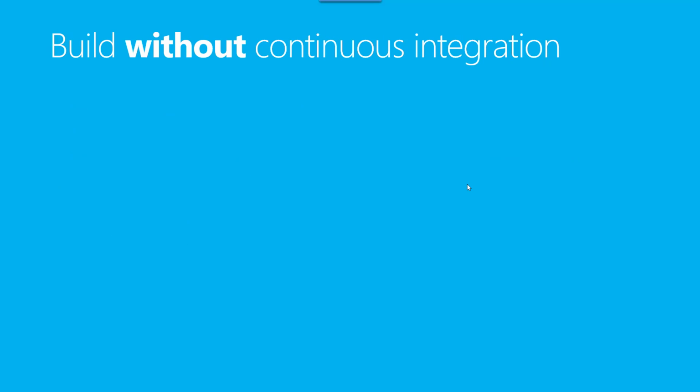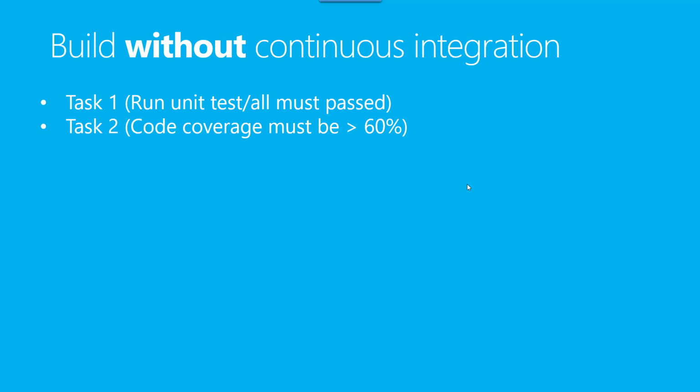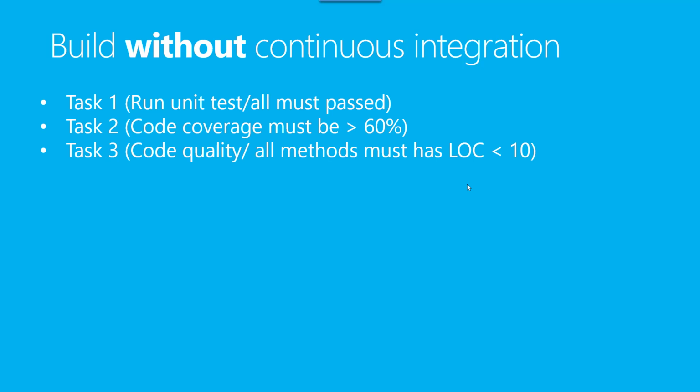To understand more about that, let's see what happens if we have a build without continuous integration. Let's say we have our developers and we agree that before we commit any code in the source control, first we need to run all the unit tests and all tests must pass. Second, code coverage must be greater than 60%. And third, for code quality, all methods must have fewer than 10 lines of code. So this is my specification or requirements for the code to be integrated.